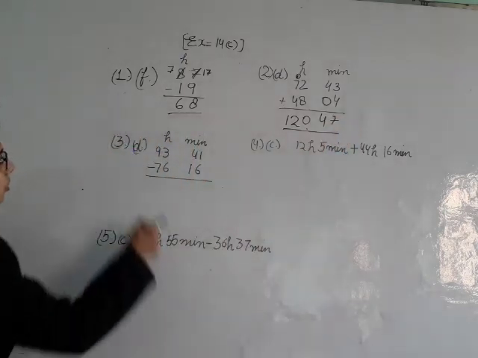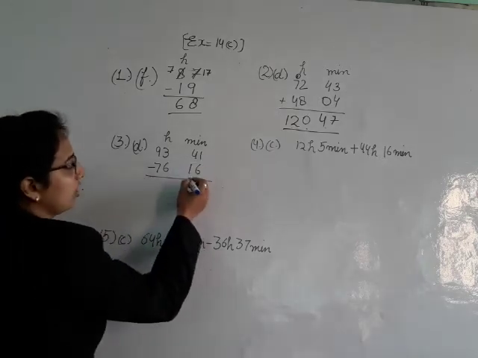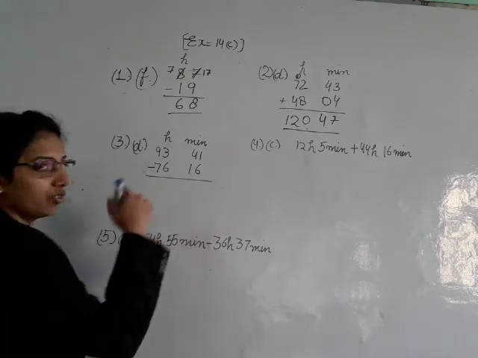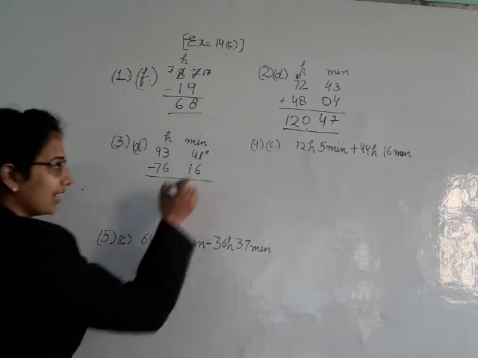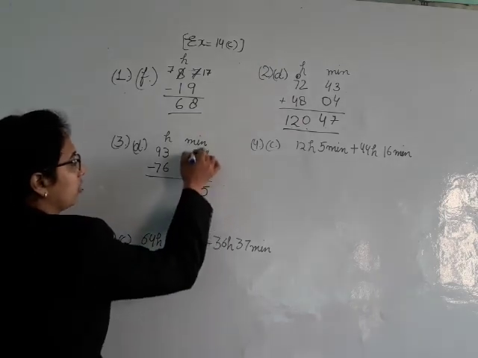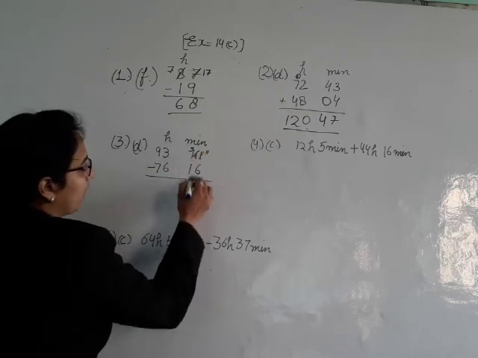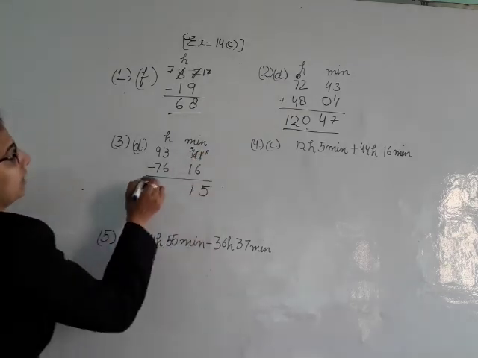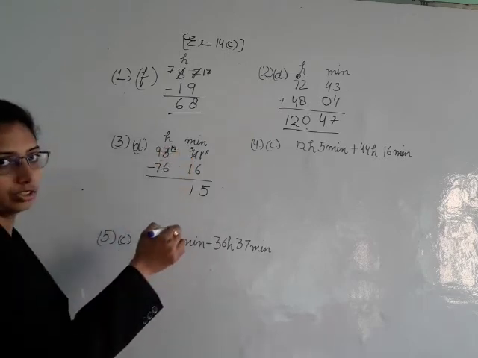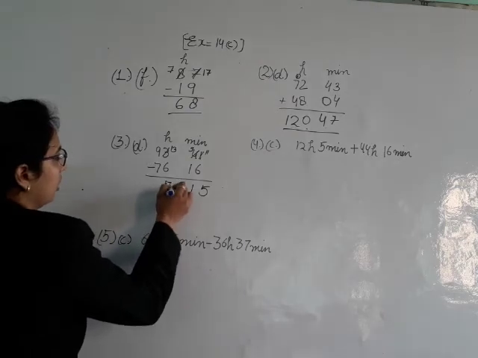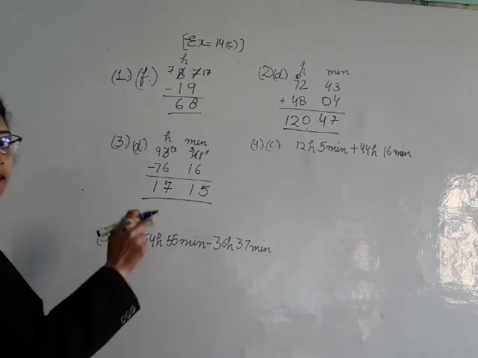Understood? Now, third D, subtraction we have to do. We have to subtract 16 from 41. Here it will be 11 minus 6, 5. Here it will be 3. Here 2 minus 1, 1. And 13, it will become 13. 6, how much? 4 and 3, 7. And here 8 minus 7, that means 17 hours, 15 minutes.